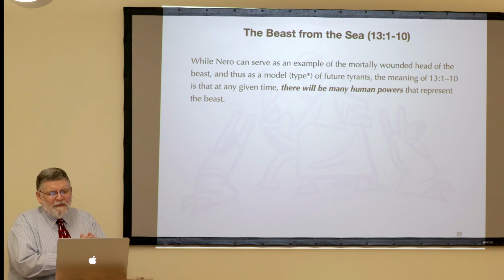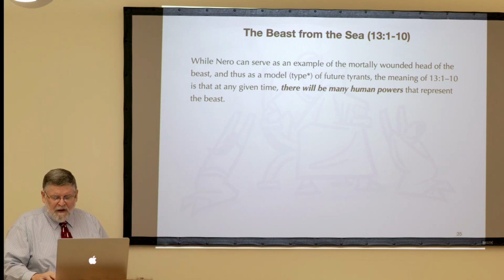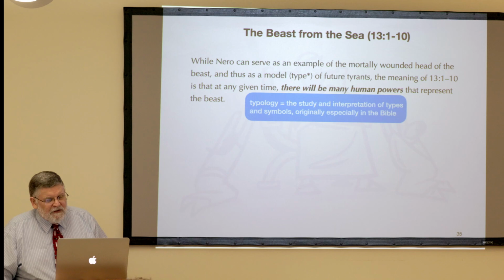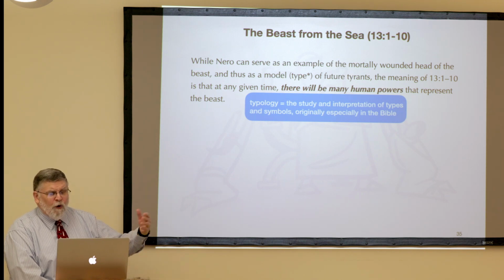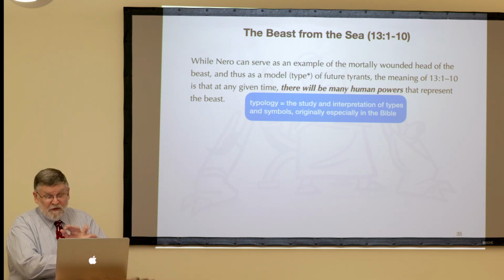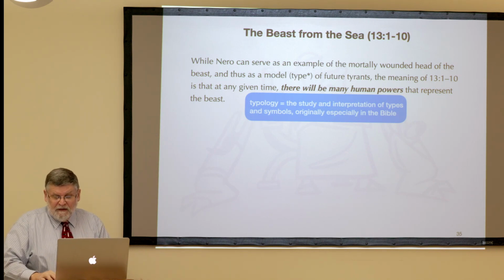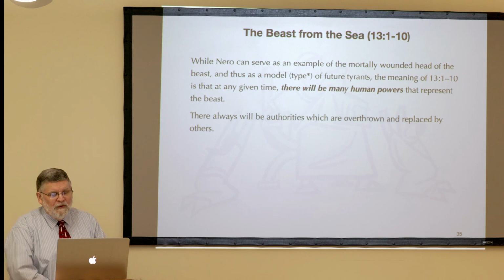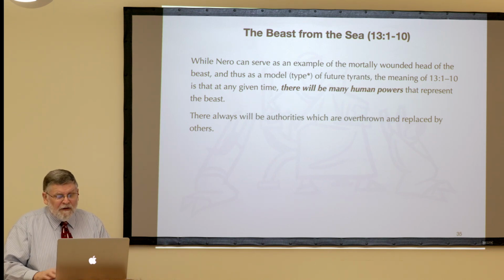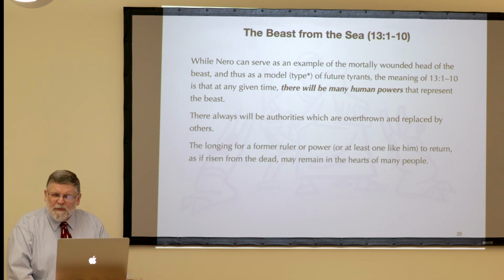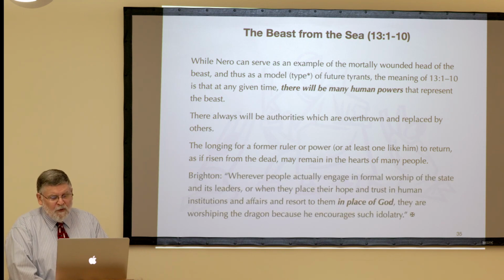The emphasis is that there will be many human powers that represent the beast. Oh, typology, here's the fancy word: the study and interpretation of types and symbols, originally especially in the Bible. So he's a symbol of what could come. What type of tyrant? A person who is wicked in their rule, who persecutes Christians. We see those in history as well. There are always people who will overthrow, replaced by others, and some people will long for that ruler who is so great.